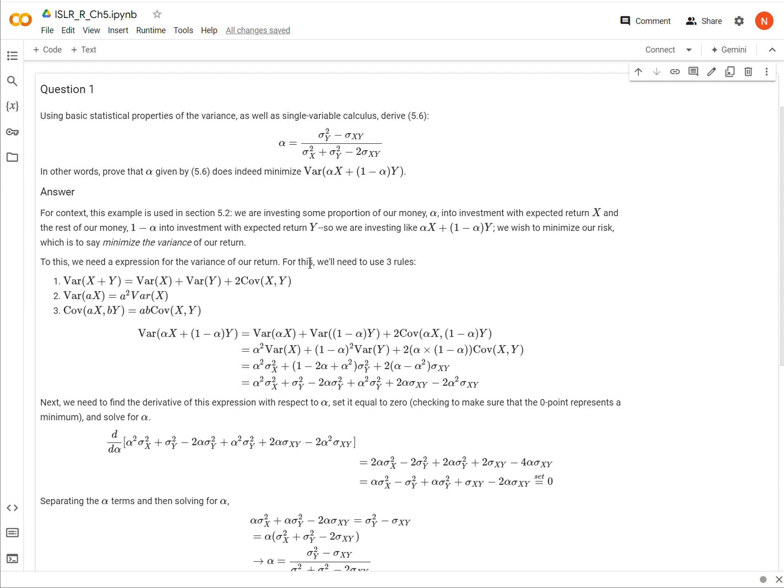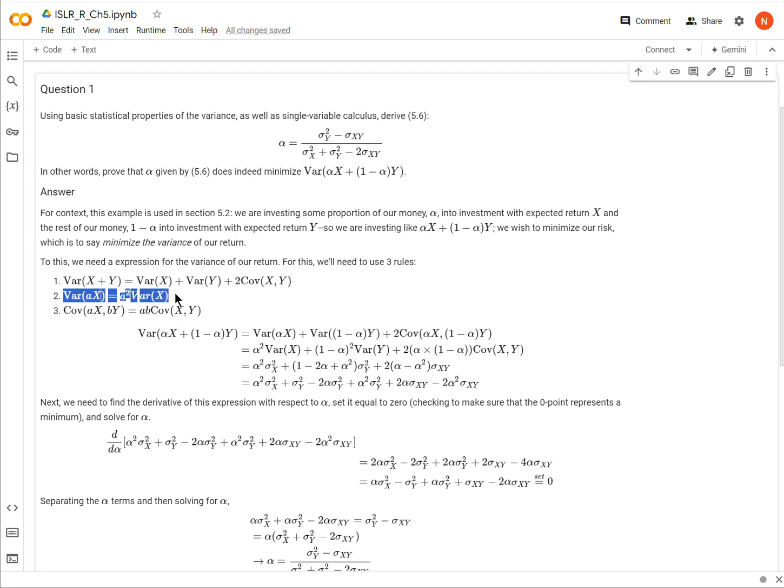So first, we need to derive an expression for the variance of this guy. Okay, and as we do that, we're going to use these 3 rules right here. So the first one is that the variance of x plus y is the variance of x plus the variance of y plus 2 times the covariance of x and y. Now note that the x's and the y's here just refer to generic variables. They don't necessarily refer to the x and y given in our problem. They certainly can, but it's a general statement.